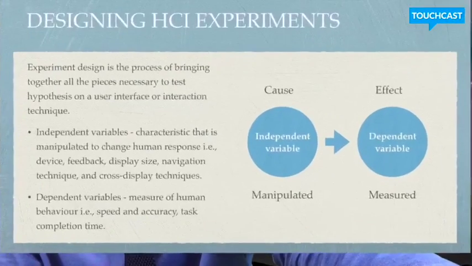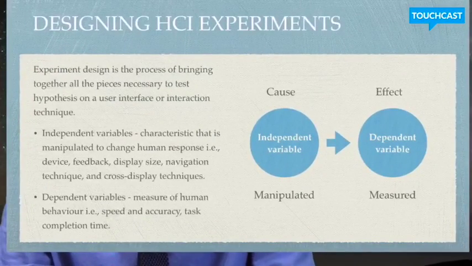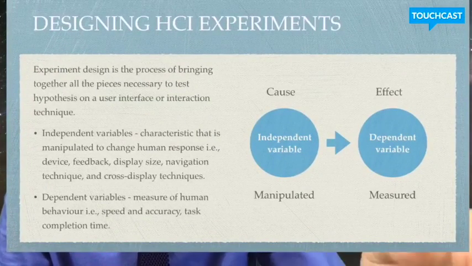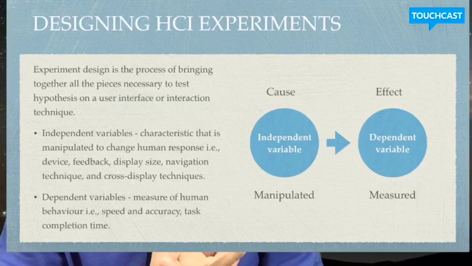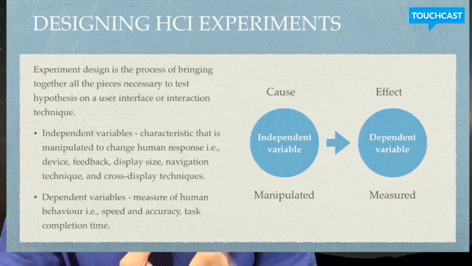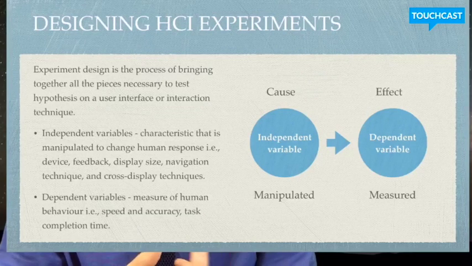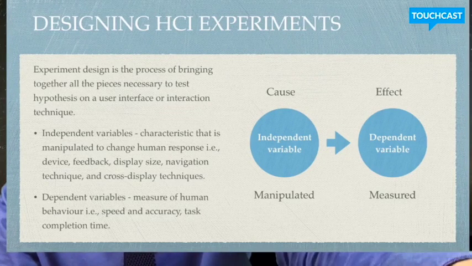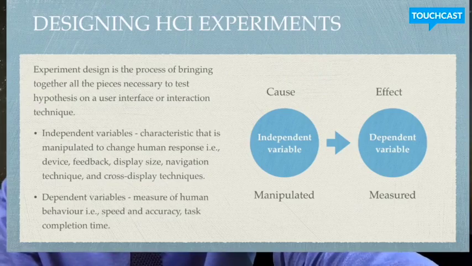Designing HCI experiment, they have two variables. One is an independent variable and the other is a dependent variable. The independent variable is something related to the device, feedback, display, navigation, and the dependent variable is a measure of human behavior like speed and accuracy of tasks. It can be seen as a cause and effect.